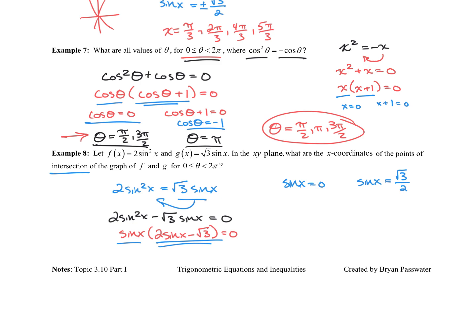So when is sine 0? At 0. When else? Pi. Now, do we actually say 2 pi? No. Why not? It's less than 2 pi. All right. And so we have to be aware of that. 2 pi is not included on that one. So it's just 0 and pi.